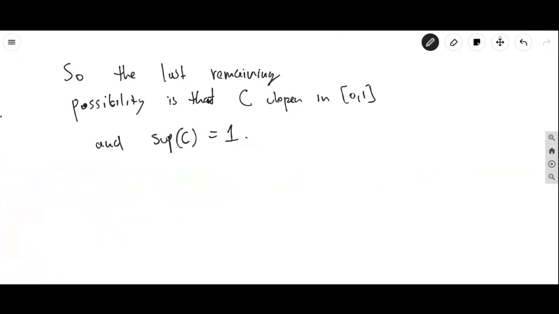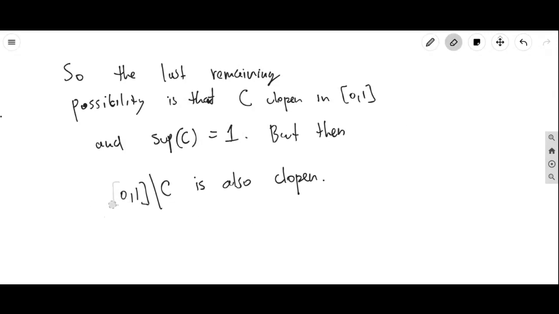Okay, so, but then the complement is also clopen, right? Then the complement is also clopen, because C is open and closed. So then if C is open, its complement is closed. If C is closed, its complement is open. So that means the complement is also open and closed.